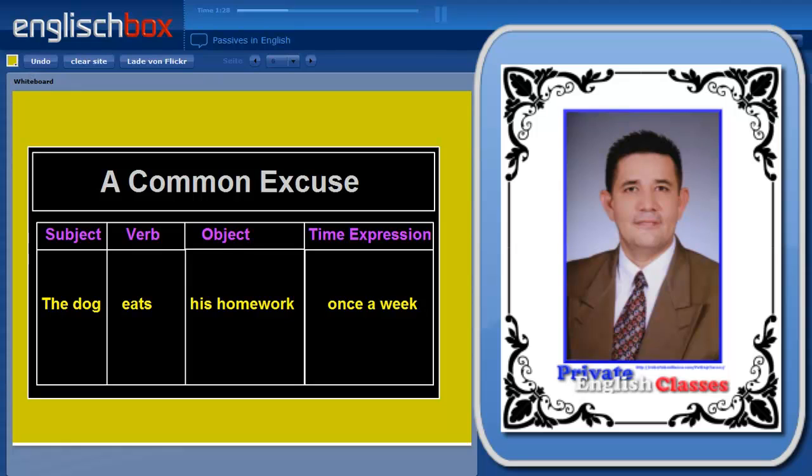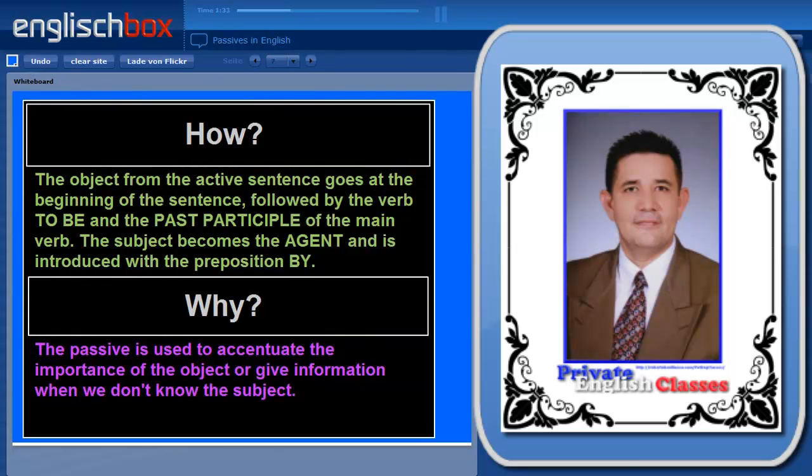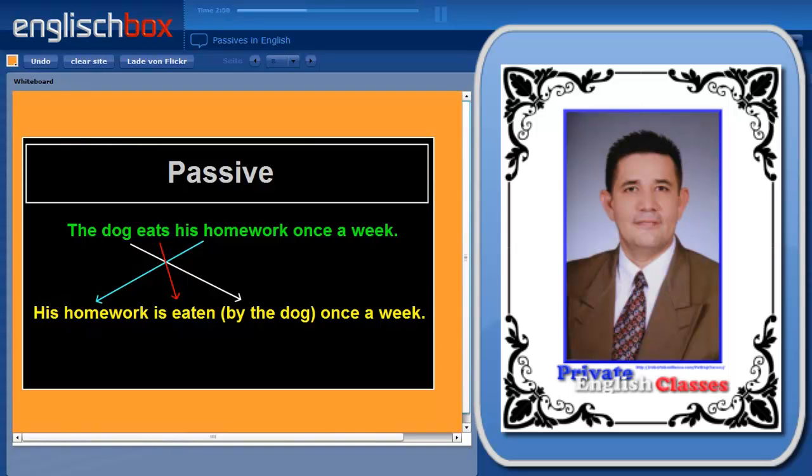But how do we change an active sentence into a passive sentence, and why do we want to do it? Well, firstly, let's look at the how. The object from the active sentence needs to go at the beginning of the sentence. So essentially, the object becomes the subject. This is then followed by the auxiliary verb to be and the past participle of the main verb. The subject becomes the agent and is introduced by the preposition by.